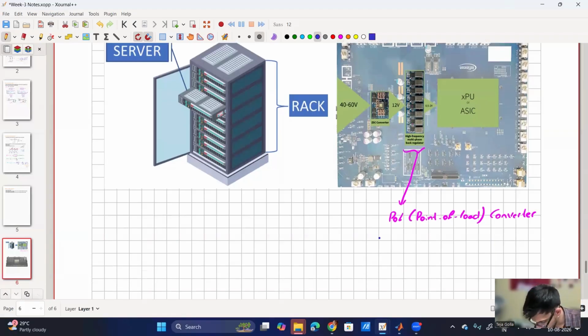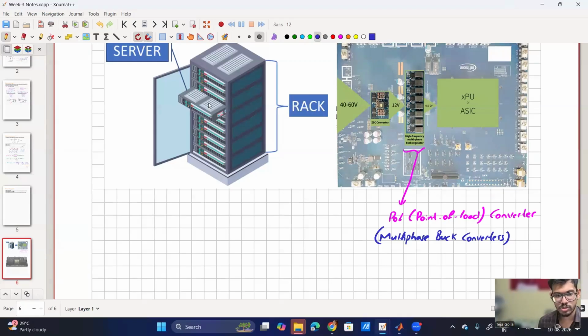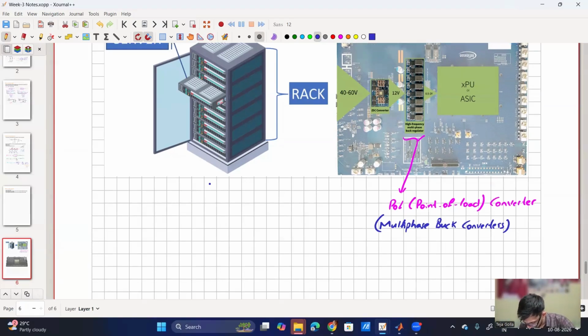Typically multi-phase converters, multi-phase buck converters, are used. Again, I'm not going into these details, I'm just giving you the overall surface-level idea. So multi-phase converters are used just before this processor. But there is an architecture that people follow in all data centers. For each of these racks, the input is 48 volt. It is called the 48 volt bus and it is unregulated, so it can vary from 40 to 60 volt, which is shown over here.